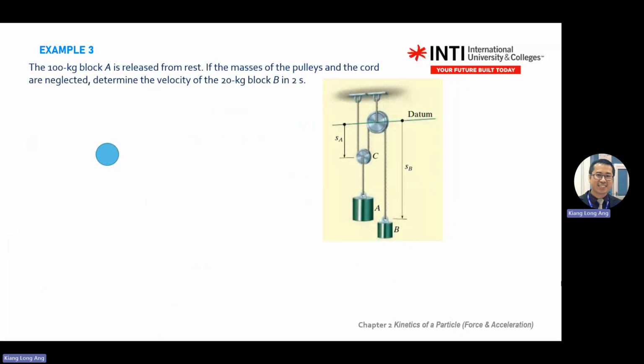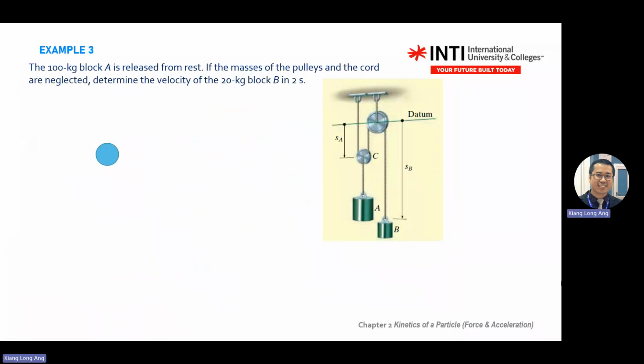Okay, so when you deal with a pulley question, straight away go and calculate the total length of the rope. How to calculate the total length? SB plus SA plus SA. So you have 2 SA. So LT equal to 2 SA plus SB.